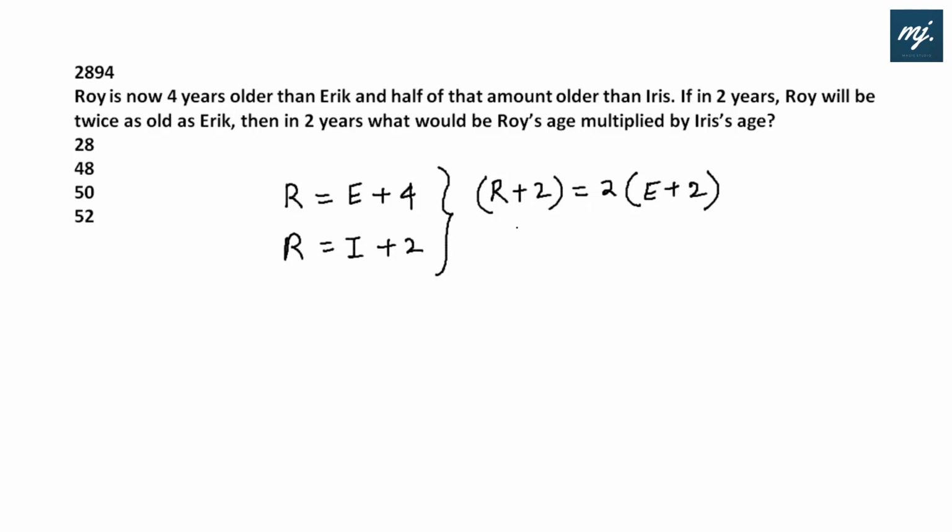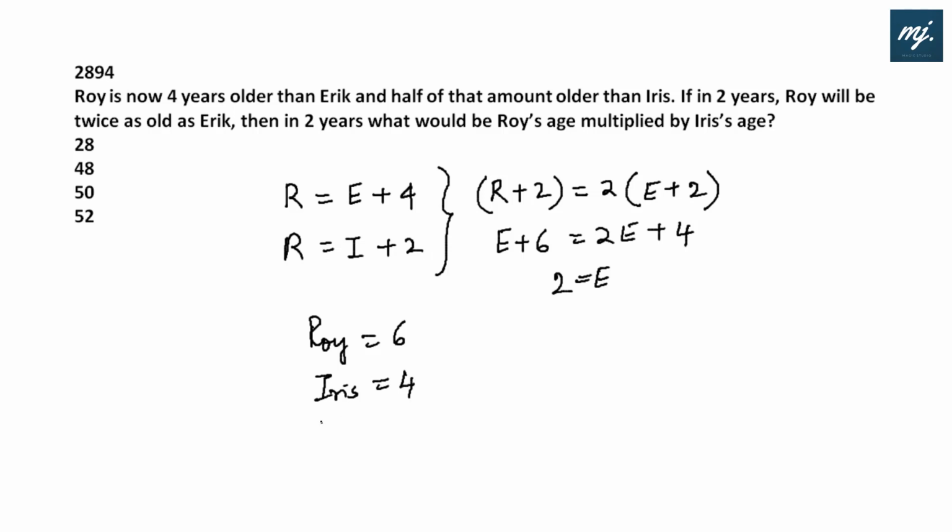Now R is E plus 4, so I can use it here. E plus 4 plus 2 equals 2 times E plus 2, which gives 6 plus E equals 2E plus 4. That means E is equal to 2. So the current age of Roy is E plus 4, that is 2 plus 4 is 6 years. And then Iris would be R minus 2, 6 minus 2, that is 4 years, and Eric today is 2 years. These are the present ages.